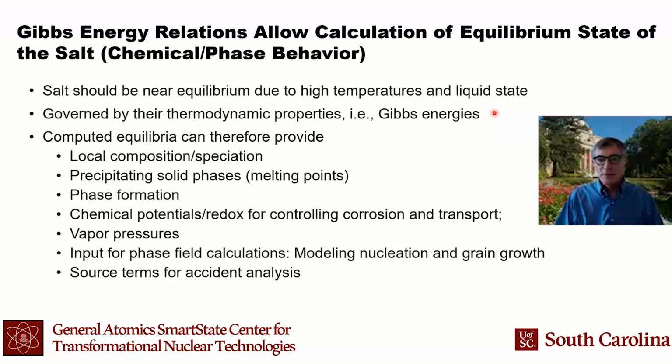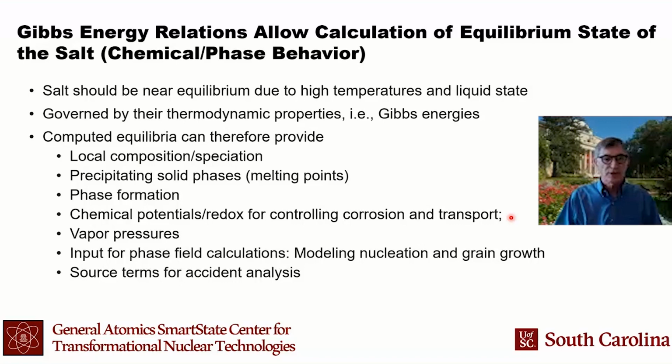The equilibrium state is governed by the thermodynamic properties of the materials, their Gibbs energies. But if you know that equilibrium state, you know the local composition and speciation, you know what phases will precipitate, that is their melting points, when they'll precipitate, you'll know what phases can form. You can determine the chemical potential or the redox, and that allows you to control corrosion and transport.